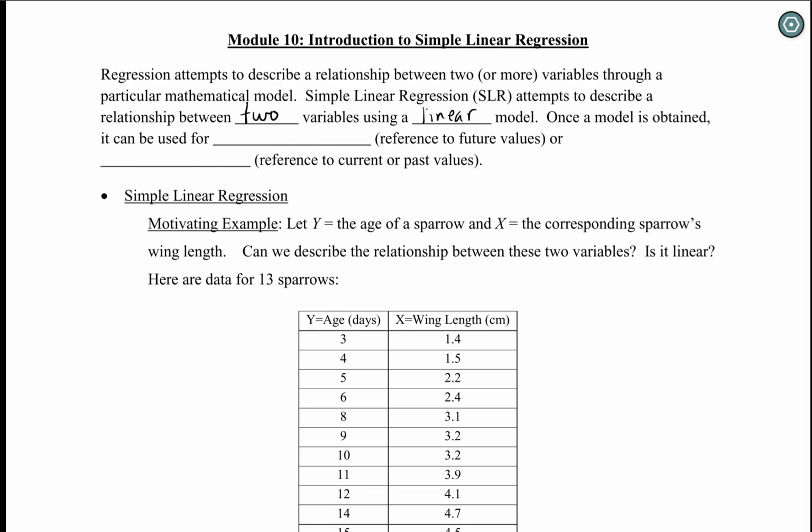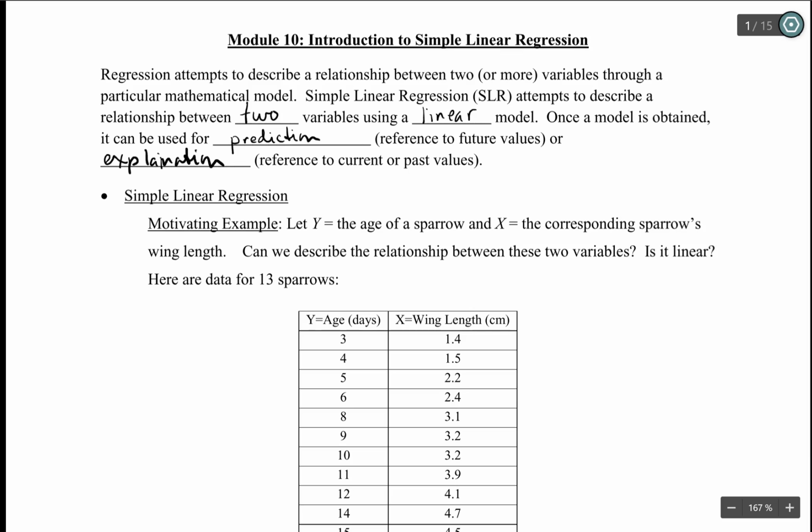Now, once a model is obtained, it can be used for two things. One is prediction. That is a reference to future values. What could we see for a particular variable? Or it could be used for explanation, and that's a reference to current or past values. In other words, for what we have seen so far in our data, if we change one of the variables by a certain amount, what kind of changes would we expect to see in the other variable? So prediction and explanation.